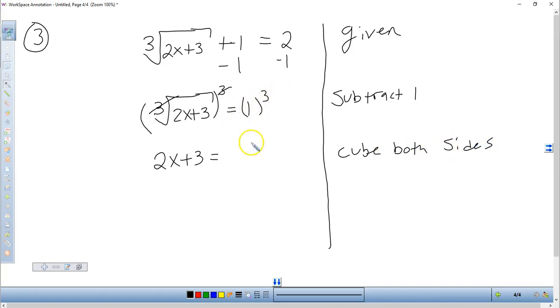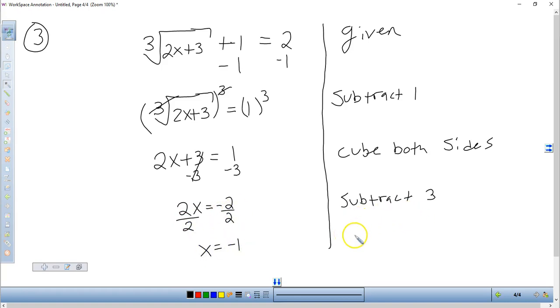And 1 cubed, 1 times 1 times 1 is 1. I'm going to subtract 3 and divide by 2. I get x is equal to negative 1.